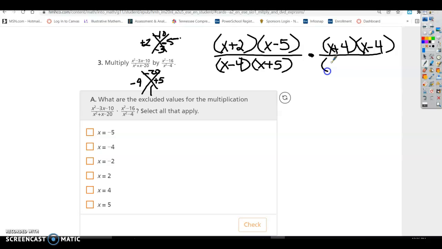If you don't, it's going to be hard to do this whole unit because we will be factoring throughout this whole unit. Alright, so we have x squared minus 4. That's going to be x plus 2 and x minus 2.